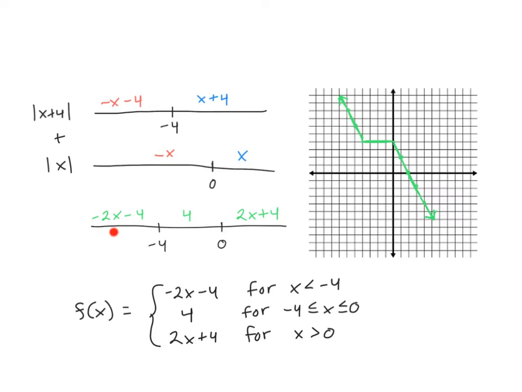So for this interval, again, I'm adding up negative x minus 4 and negative x to give me this. For my middle interval, I'm using this portion and this portion to get this portion. And for my right, I'm using this plus this to get this. So here's my piecewise, and here's what the graph looks like.